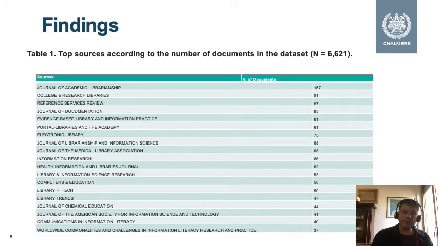Looking at the findings, we can see here a table with the top sources according to the number of documents in the dataset. At the very top, we find the Journal of Academic Librarianship and College and Research Libraries, followed by Reference Services Review, the Journal of Documentation, and Evidence Based Library and Information Practice. Further down, we also notice well-known LIS journals such as Information Research and more specialized journals such as the Journal of Chemical Education.